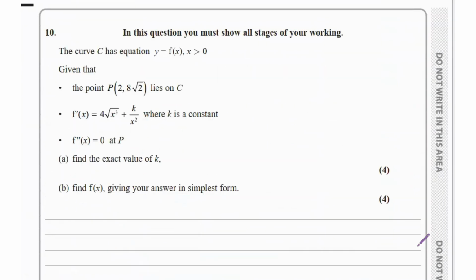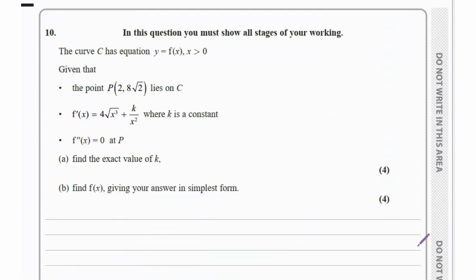Then the last question says that in this question, you must show all stages of your working. So curve C has equation y equals f of x where x is greater than 0. Given that point P, (2, 8 root 2), lies on C. The first derivative is 4 root of x cubed plus k over x squared, where k is a constant. The second derivative is equal to 0 at P. We have to find the exact value of k first.